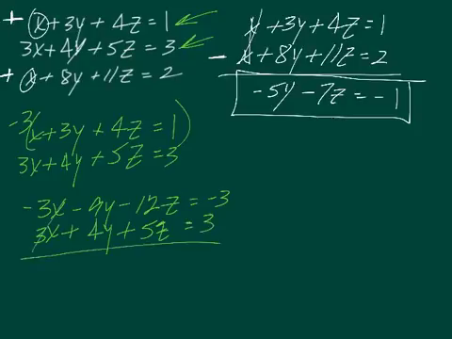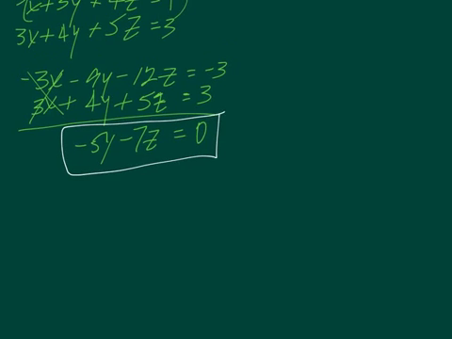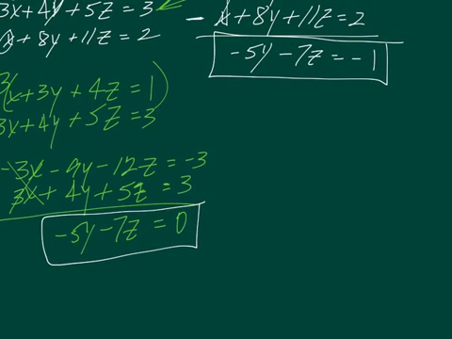Alright, now we can add. Those go away. Negative 9y plus 4y is negative 5y. Negative 12z plus 5z is negative 7z. Negative 3 plus 3 is 0. Okay, so look what we end up with. Negative 5y plus 7z equals 0. That's our second equation.